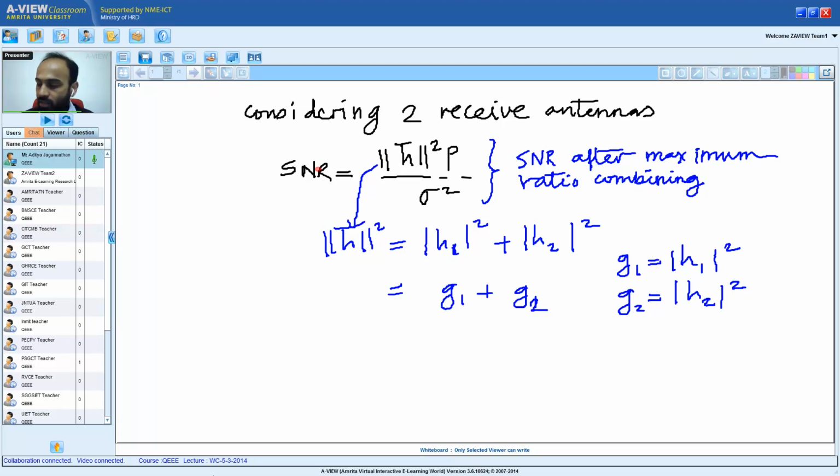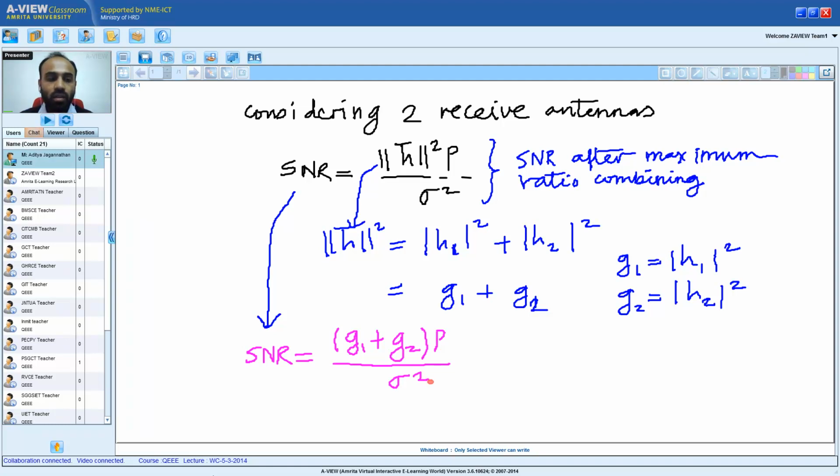And therefore the instantaneous SNR is a function of the channel gains. This can be written as SNR equals G1 plus G2 times P over sigma square, right? So this is what we said last time. So SNR is equal to G1 plus G2 times P over sigma square.